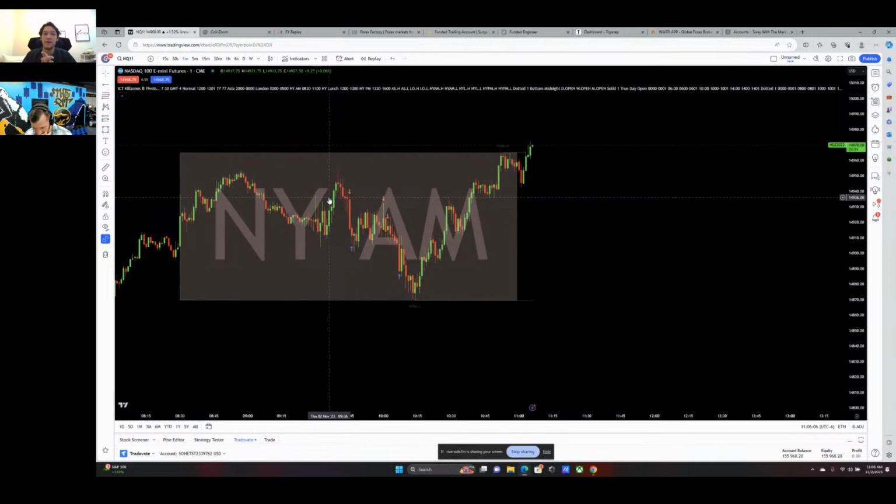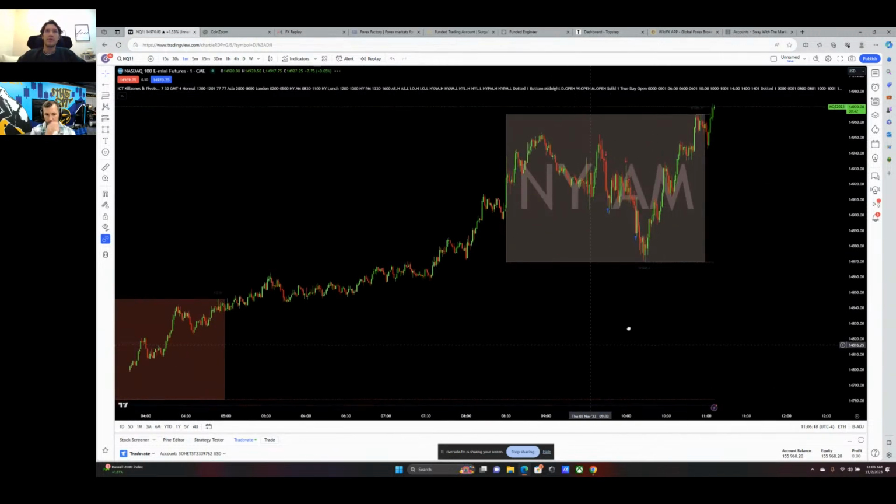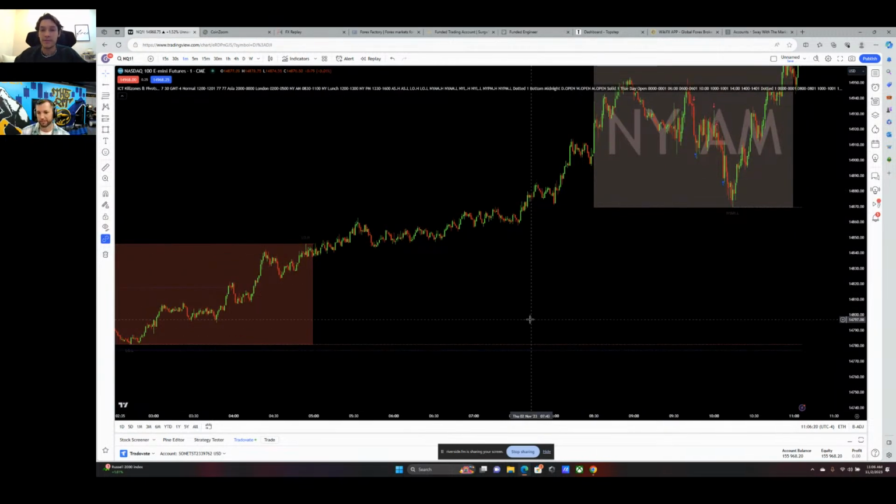These are the times when the algorithm is most likely to make a liquidity run in either direction, and you just have to look at the candles to see which way it's going to play. So this morning we saw a massive run up.